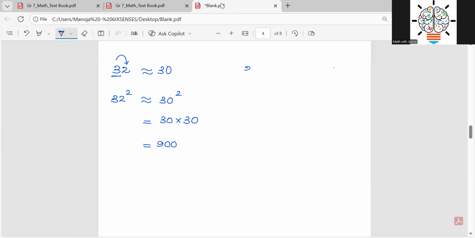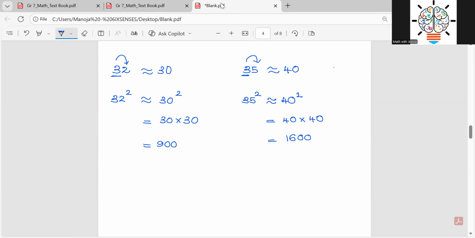Let's say by any chance you have 35, you mark the first significant figure and you look at the next number. If the next number is 5 or more than 5, we need to add 1. To where do we add 1, children? To the underlined number. Now 3 becomes 4 and this becomes 40. Now if you have 35 squared, this is approximately equal to 40 squared. Then how do you write this? 40 multiplied by 40, and the answer is 4 times 4, 16, and 100.